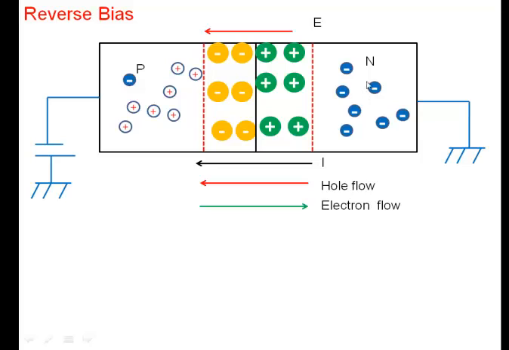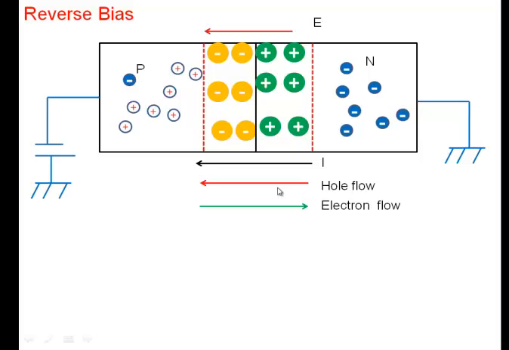But note, how many holes do I have in this region? Negligible. So the problem is that I have negligible holes here, and therefore I'm not going to get many holes flowing from right to left here. And similarly, I have negligible electrons here. So I'm not going to get many electrons flowing from P to the N side here. Right? And therefore, the amount of holes flowing from N to P or electrons flowing from P to N is going to be very small. And that's why the current is going to be very small. I don't have enough holes here and I don't have enough electrons here. And therefore, the current has to be small.